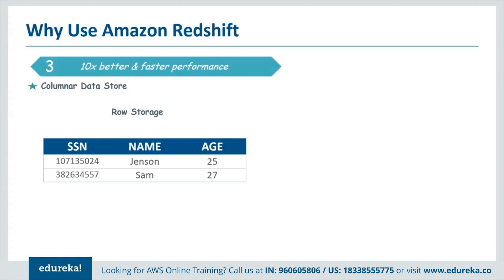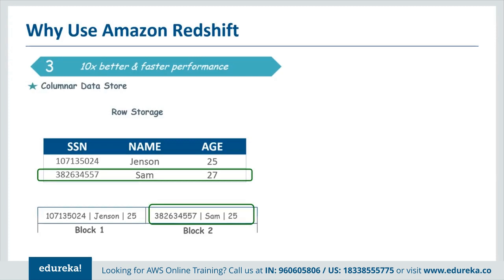Okay, so let's say I have this database here. I have 3 columns and 2 rows. The first column contains the unique number associated with a student. The second column contains the name of a student, and the third column contains the age. As we already know, data is stored in the form of blocks in databases or data warehouses. So as you can see in row storage, block 1 contains all the information there is about a particular student, his SSN, his name, and then age. So basically, it stores all the information that there is in a single row. So in the first block, you have information about the first student, and in the second block, you have information about the second student, and it goes on.